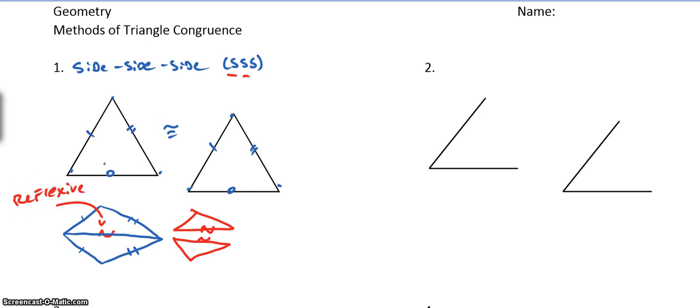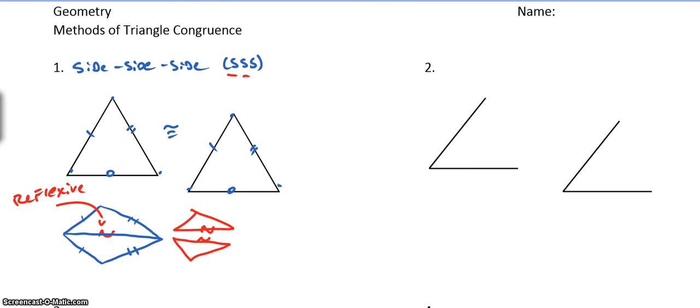Reflexive property. So when proving side, side, side, or the other methods we'll get to in a while, you can use the reflexive property if a side is shared in both triangles. We know that it's congruent to itself. It's the same length as itself. That makes sense. Alright, so that's side, side, side.